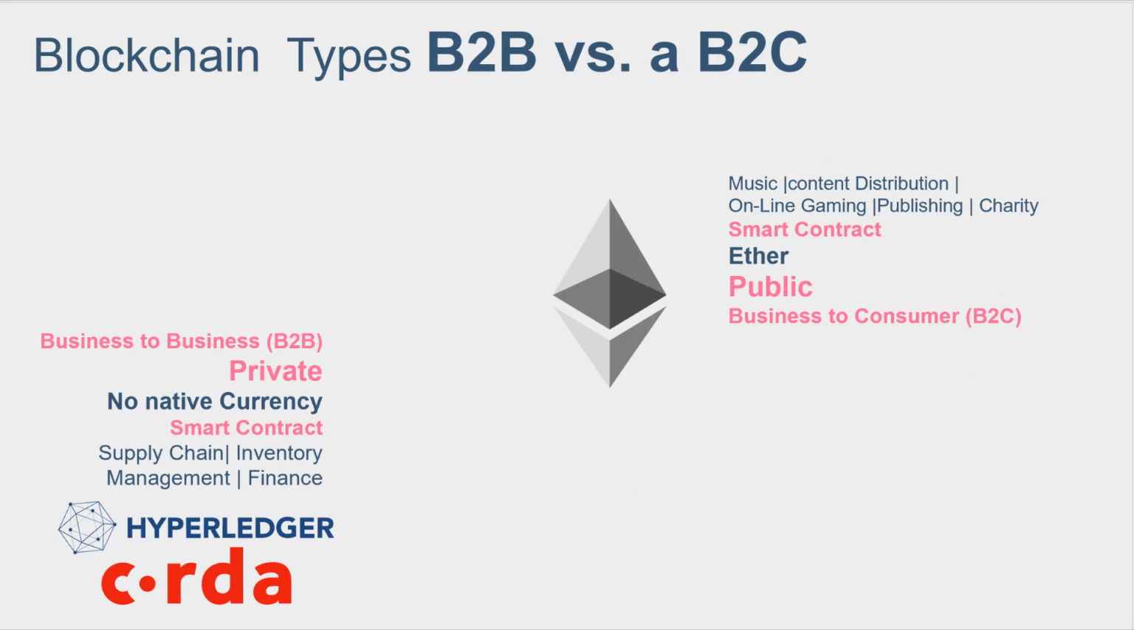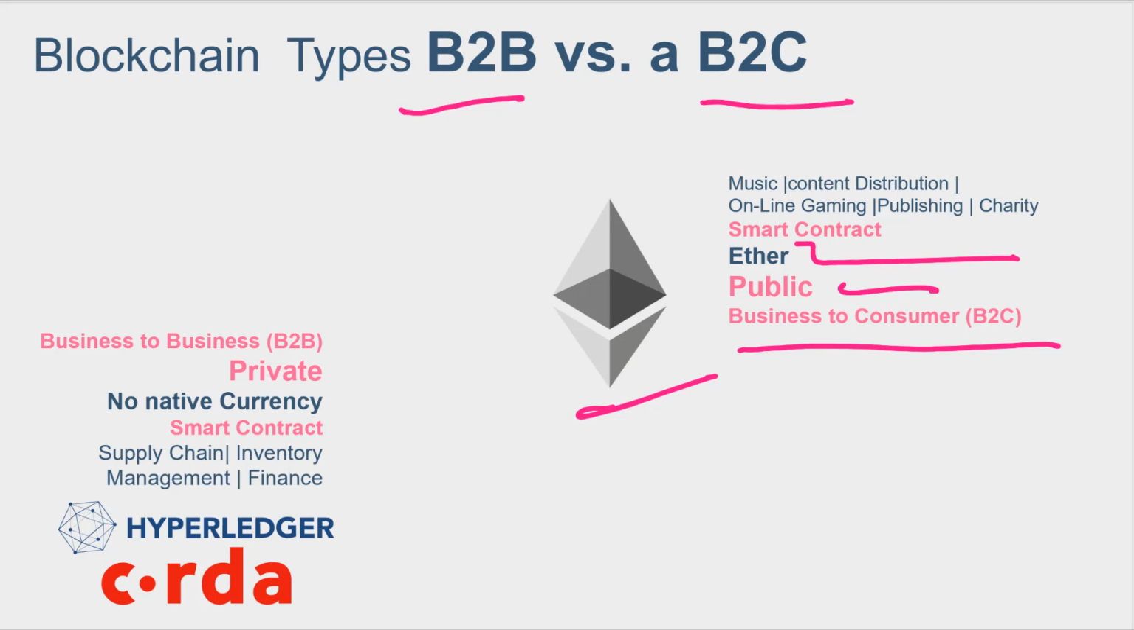Another classification for the blockchain is business to business, B2B, and business to consumer, B2C. Business to consumer means more of a public blockchain where the public is interacting with the blockchain. Ethereum is one example. It has its own native currency, which is Ether, and it can run smart contracts. It is mainly used by the music industry to reach out to the audience, and for content distribution, online gaming, publishing, and charity.